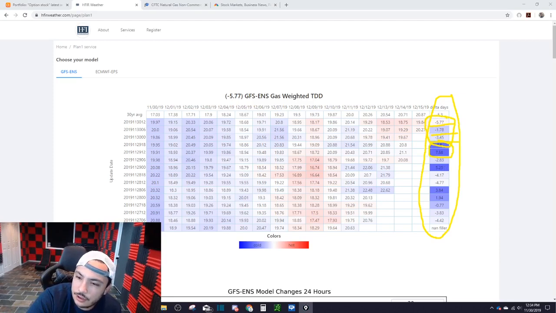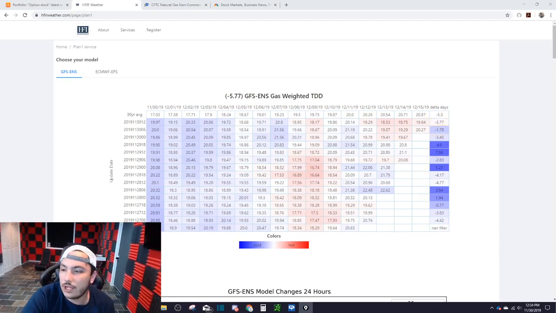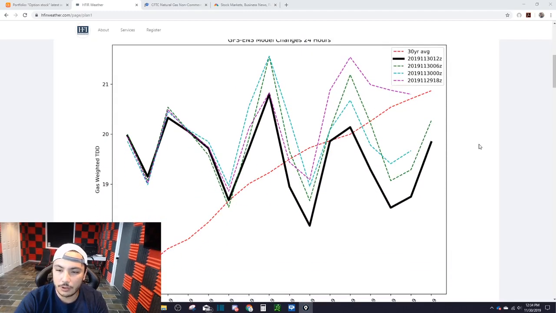So it's good to see what the direction of the consumption for natural gas is going to be. That's something I also use. If you are more into a chart type person, you get your charts.